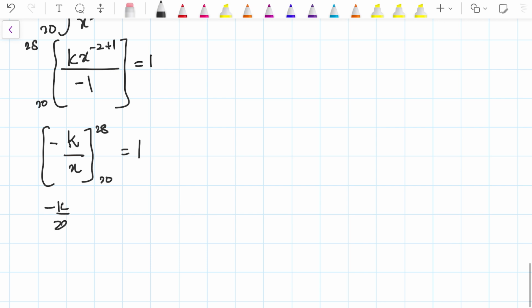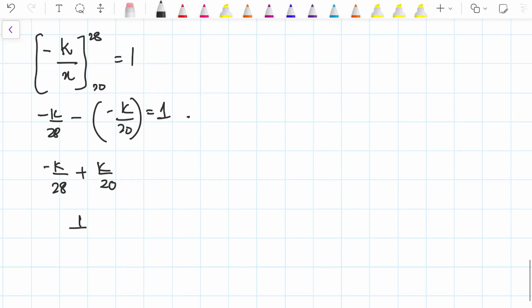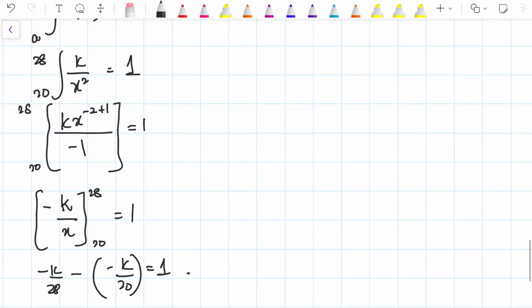Minus k upon 28 minus k upon 20 is equal to 1. Now, minus 1 upon 28 plus 1 upon 20 gives you 1 upon 70. So the value of k becomes 70, that's shown. Now, let's move on to the second part.